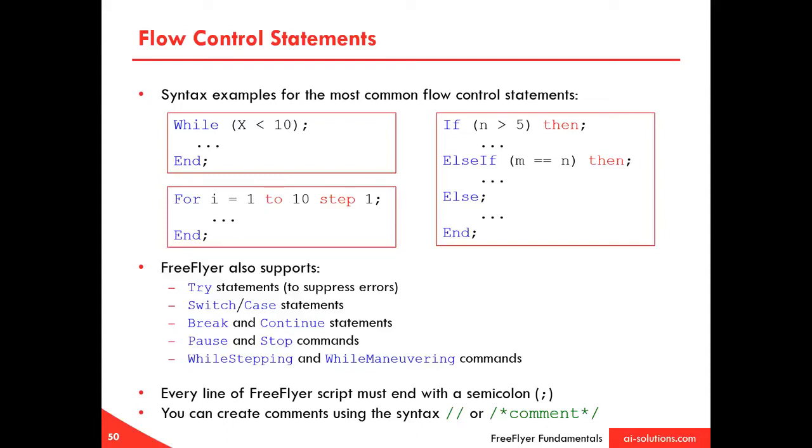It's important to remember that every line of FreeFlyer script needs to end with a semicolon, and you can create comments in your script using 2 forward slashes to comment out a line, or you can create block comments using the /* syntax that you see here.